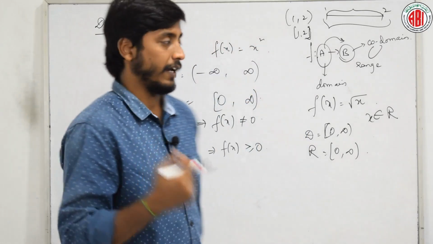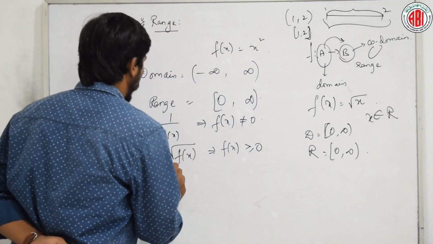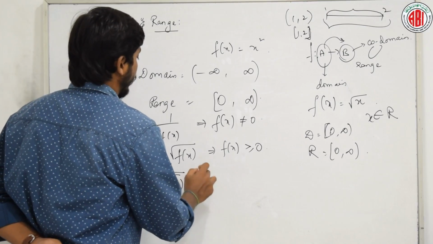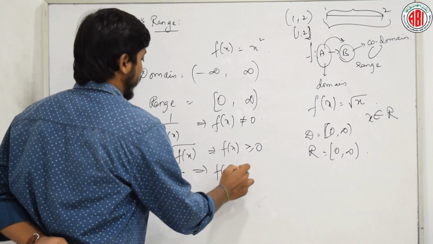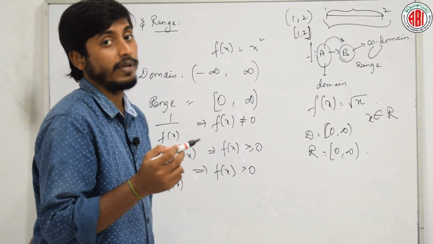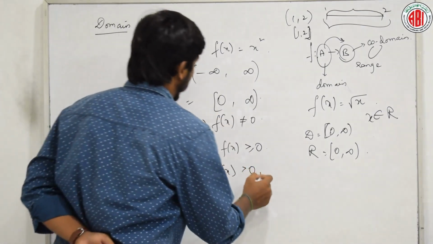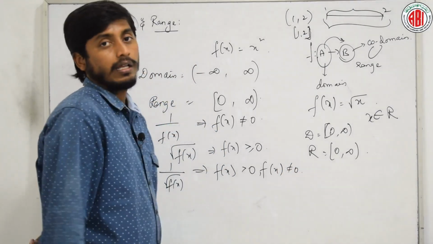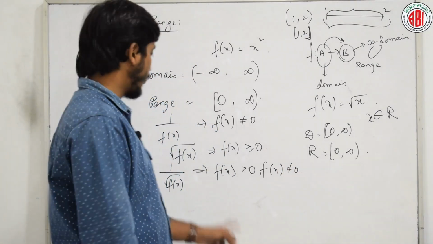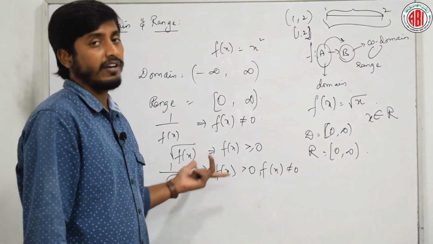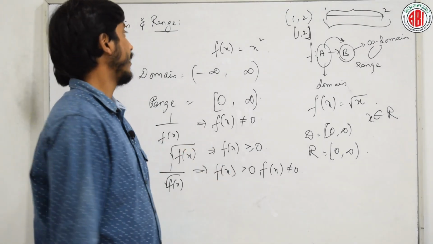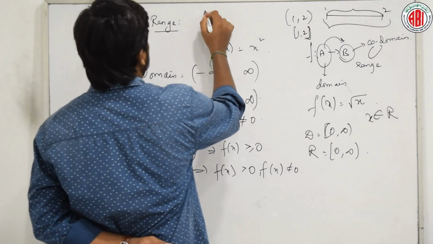Fine. If my square root is in the denominator, what is the rule? f of x should obviously be greater than 0 and it should not be equal to 0. You have to remember that also. Clear? Yes or no? What if it is equal to 0? Since 1 by 0 is infinity, we cannot allow it. Clear? Then what are more things?